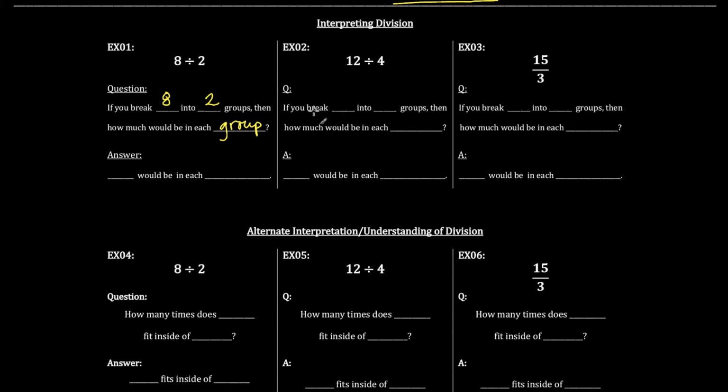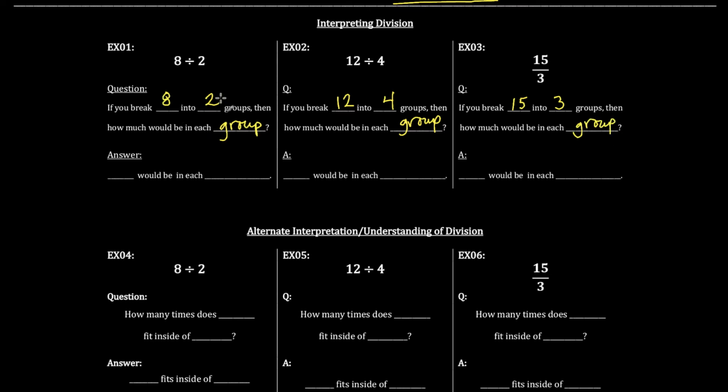12 divided by 4. If you break 12 into 4 groups, then how much would be in each group? Finally, 15 divided by 3. The question being asked is really, if you break 15 into 3 groups, then how much would be in each group?